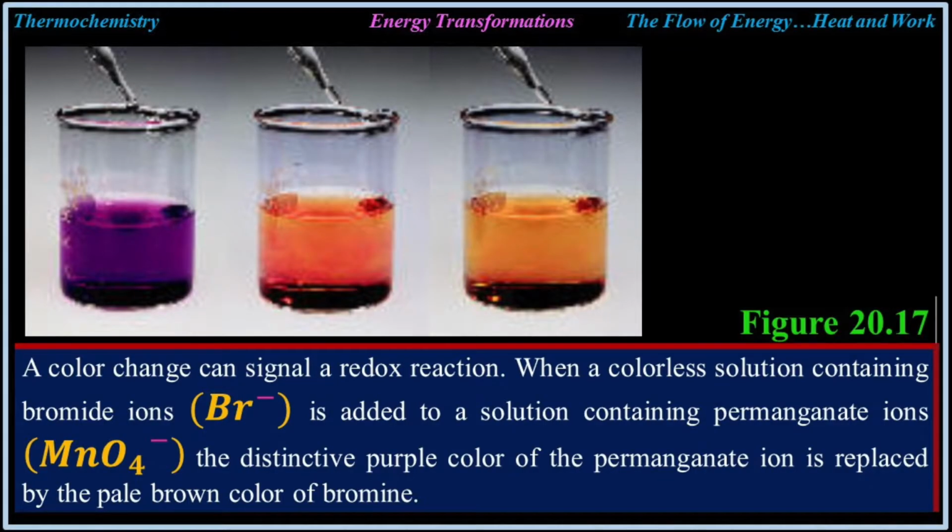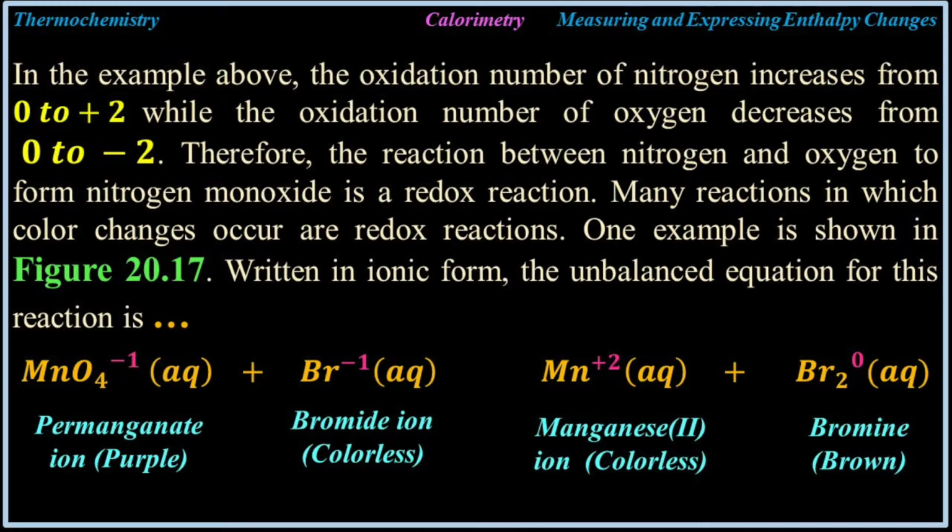A color change can signal a redox reaction. When a colorless solution containing bromide ions is added to a solution containing permanganate ions, the distinctive purple color of the permanganate ion is replaced by the pale brown color of bromine.